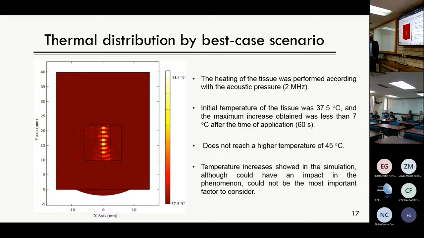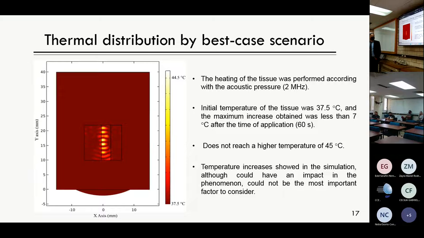About the thermal distribution, the heating of the tissue was performed with the results shown before at an acoustic frequency of 2 MHz. The initial temperature of the soft tissue was 37.5 Celsius degrees, and the maximum increase obtained in this case at a higher pressure was less than 7 Celsius degrees after the total application time of 60 seconds. It is important to point out that it does not reach a temperature higher than 45 Celsius degrees, at which irreversible damage in the tissue could occur.